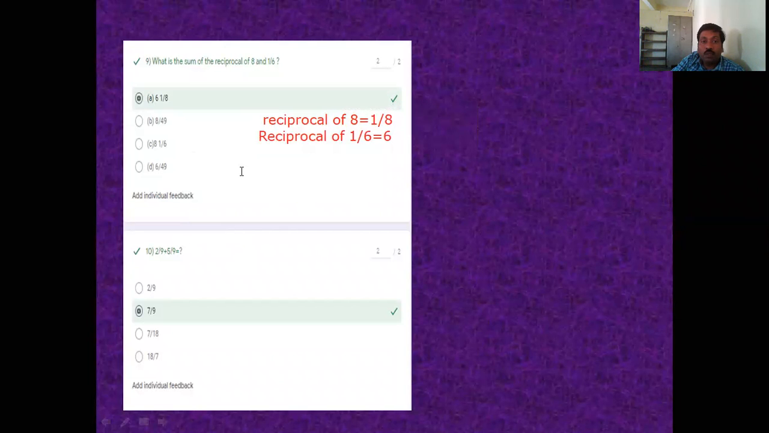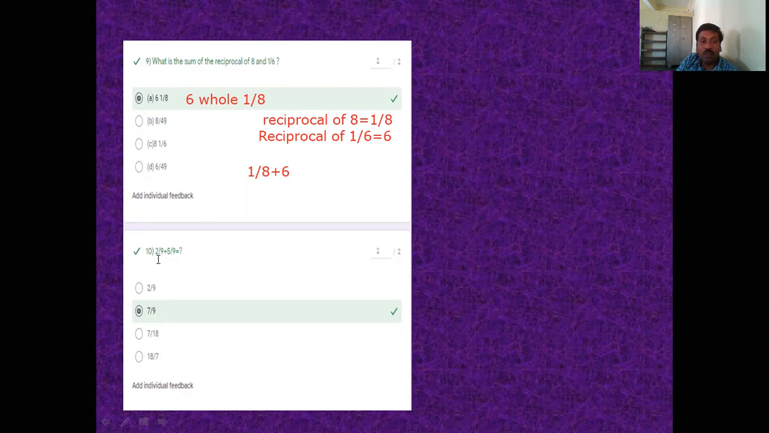When we add both these numbers, 1 by 8 plus 6, which answer comes? 6 whole 1 by 8. This is the answer here: 6 whole 1 by 8. Okay, understood? So according to this question, first we write the reciprocal of 8 as 1 by 8, and the reciprocal of 1 by 6 is equal to 6. When we add 1 by 8 and 6, we get 6 whole 1 by 8.